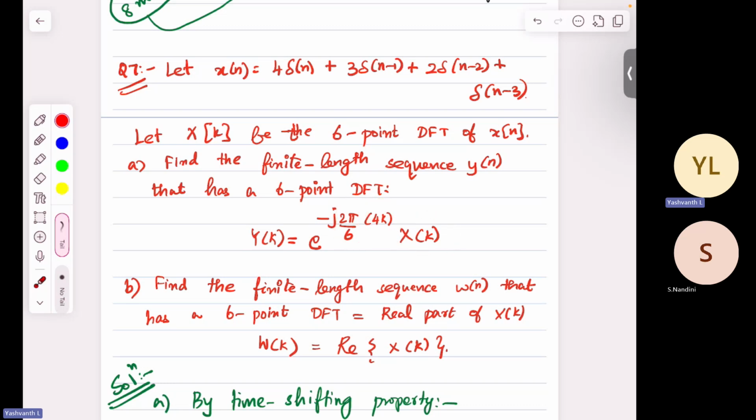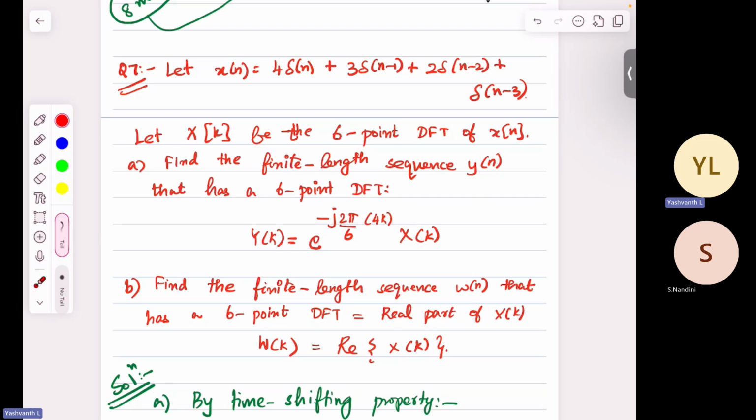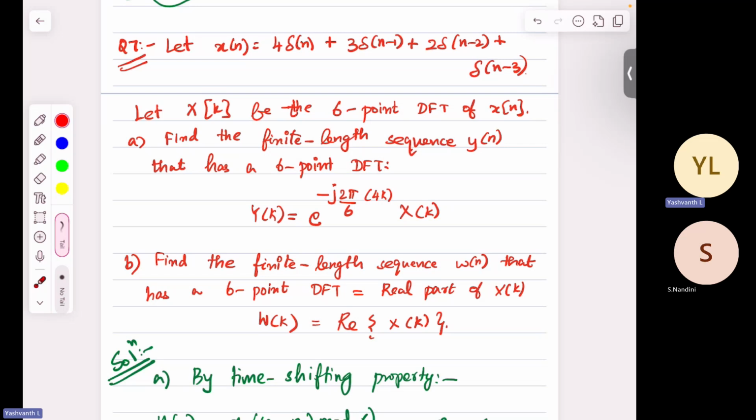It is the same as the previous question. You're just multiplying x of k with some complex exponential term, and that gives y of k. Find the inverse discrete Fourier transform of this. That is the answer to part A, 7a. You should use the time shifting property. The second question is to find the finite length sequence w of n that has a 6-point DFT equal to the real part of x of k, that is w of k equals the real part of x of k. You need to find the inverse discrete Fourier transform of w of k. We'll do it systematically using the properties of the discrete Fourier transform.